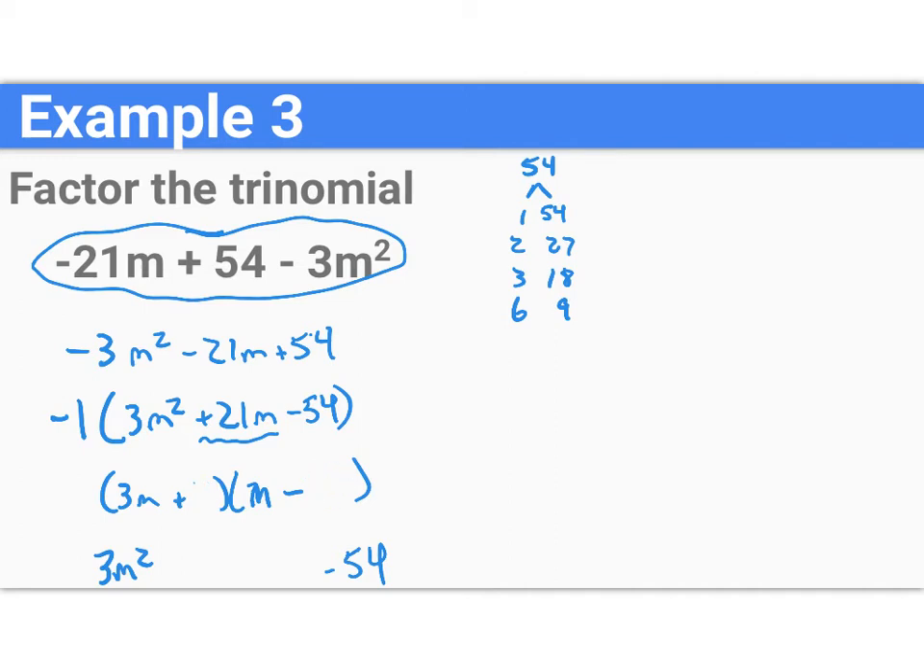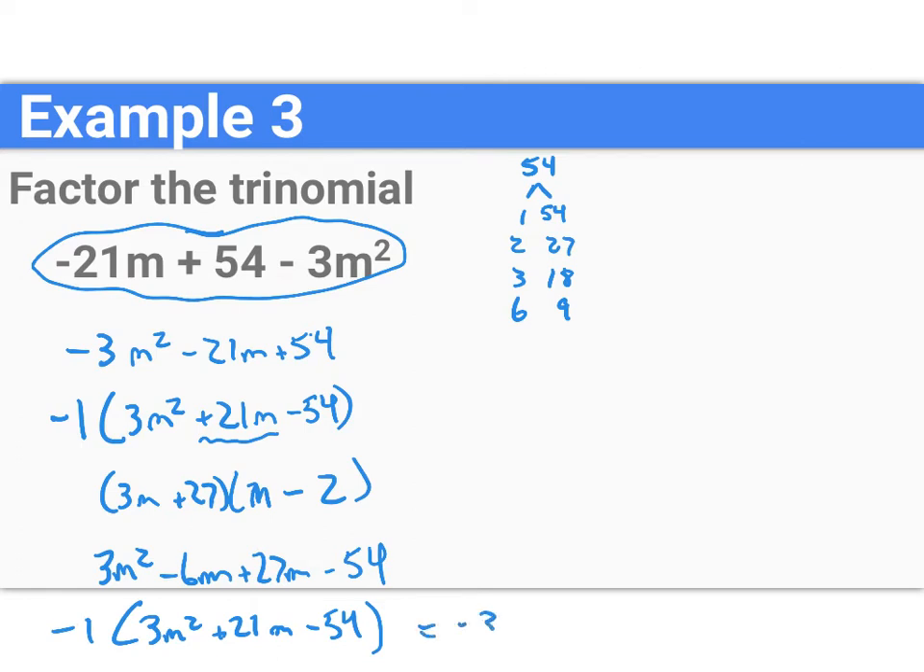What if I put the 27 here and the 2 here? What is going to happen? So the first term is 3m squared, stays the same. Minus 54 is the last term. So I get minus 6m plus 27m. So 3m squared plus 21m minus 54, all multiplied by negative 1. Distribute that. I get negative 3m squared minus 21m plus 54.